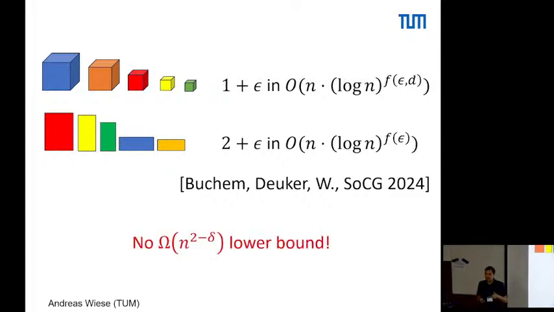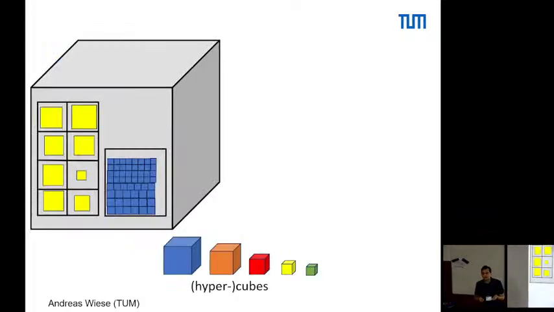Therefore, in particular, you cannot prove a lower bound of something like n to the 2 minus delta because these running times are faster for every constant epsilon in d. Let me briefly say a few words about how we do this.